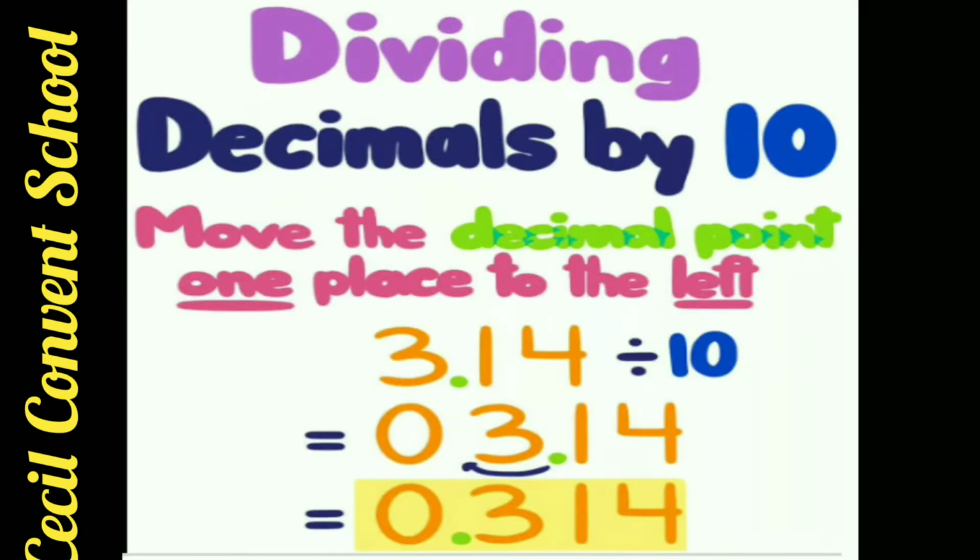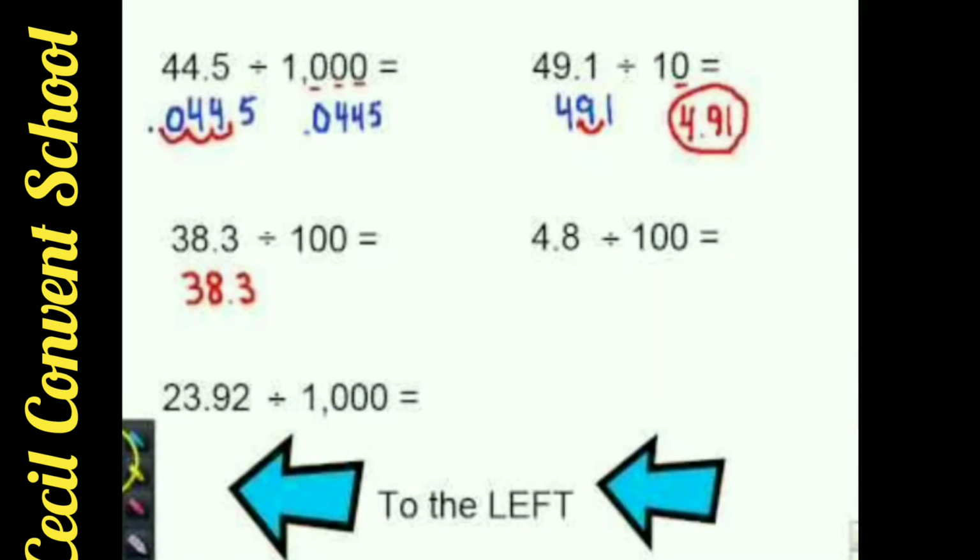See here, if you are dividing the number by 10, you have to move the decimal point one place to left. Means if it is here and there is only 1 zero, so this decimal will come before 3. So your answer will be 0.314. Clear? Now see this one part. 44.5 divided by 1000. How many zeros? 3. So decimal will be moved 3 places. So it will come 0.0445. Here also you see 49.1 divided by 10, 1 zero. So it will be moved before 9. It will be 4.91. Same like this.